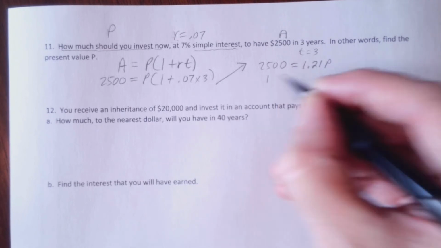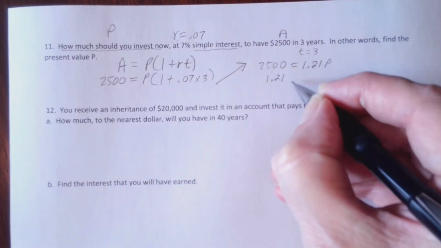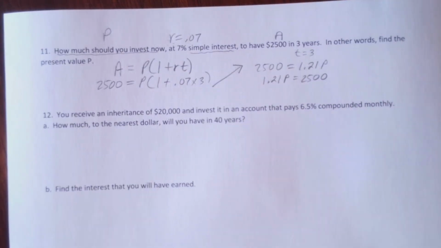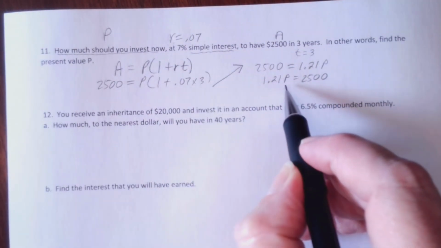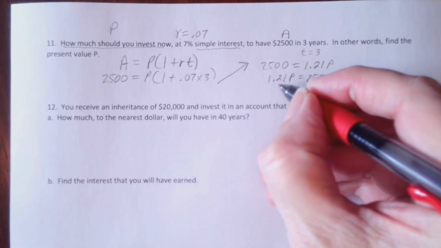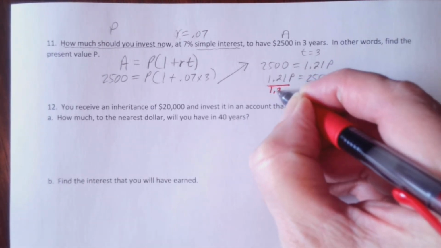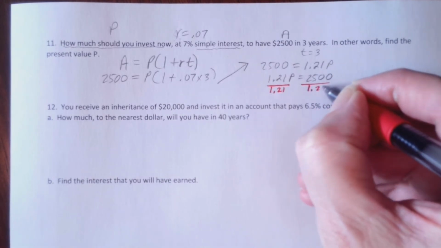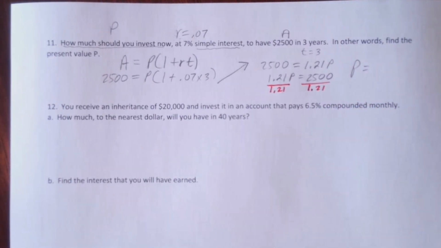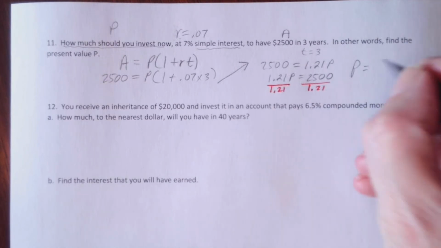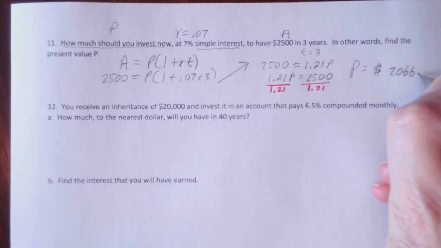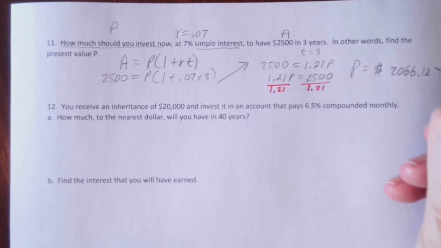Now I'm just going to go ahead and write it on the other side. Now we're trying to solve this equation, so we have 1.21 times P. To get rid of the 1.21, we do the opposite of multiplication and divide. So when we get that solved, we're going to get P is equal to, and I got $2,066.12.